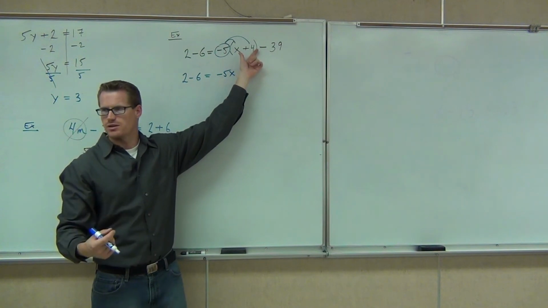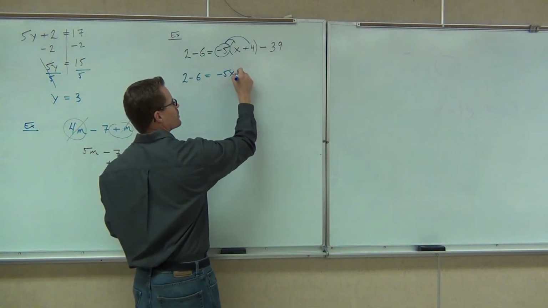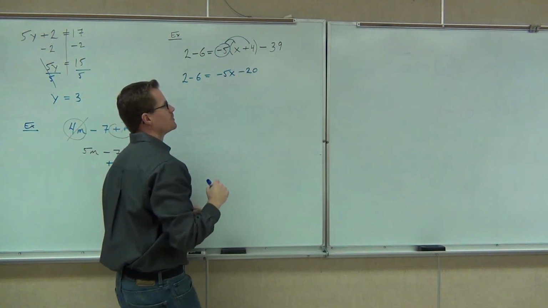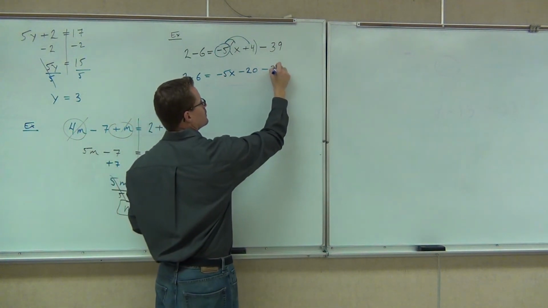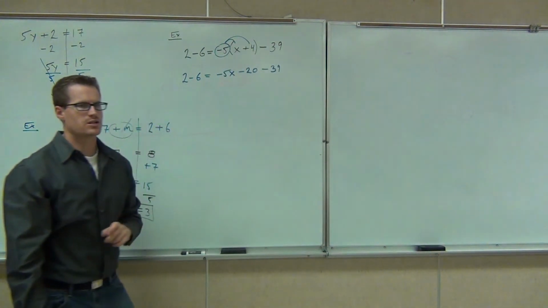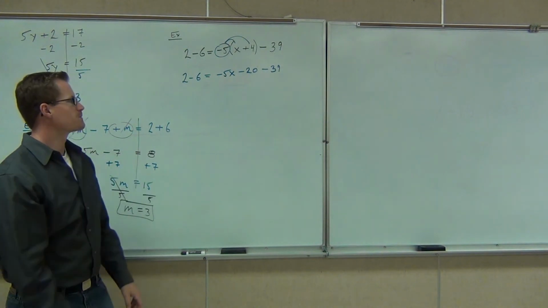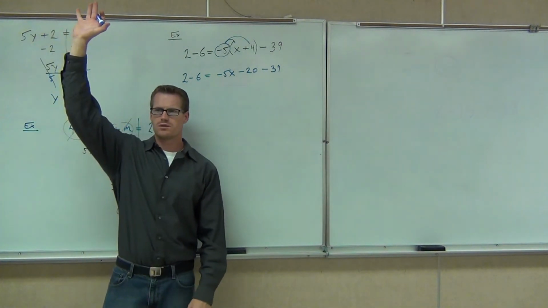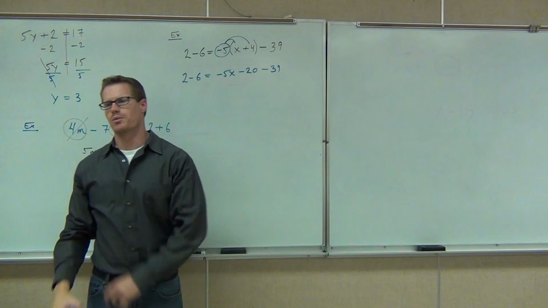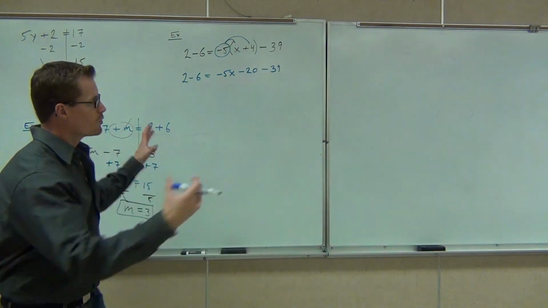Do you guys all see the minus 20? Yes. Put a minus 20 up there. What else do I have? Good, that negative 5 doesn't distribute to the minus 39, just out there at the very end. Would you raise your hand if you're okay with this so far? Good. Now's the point where we can combine those like terms. If we have any, we put them together.